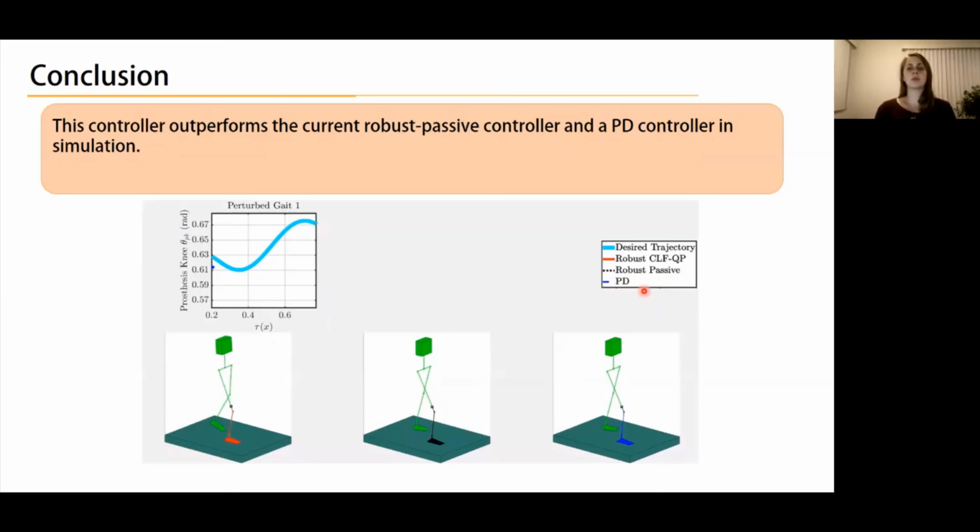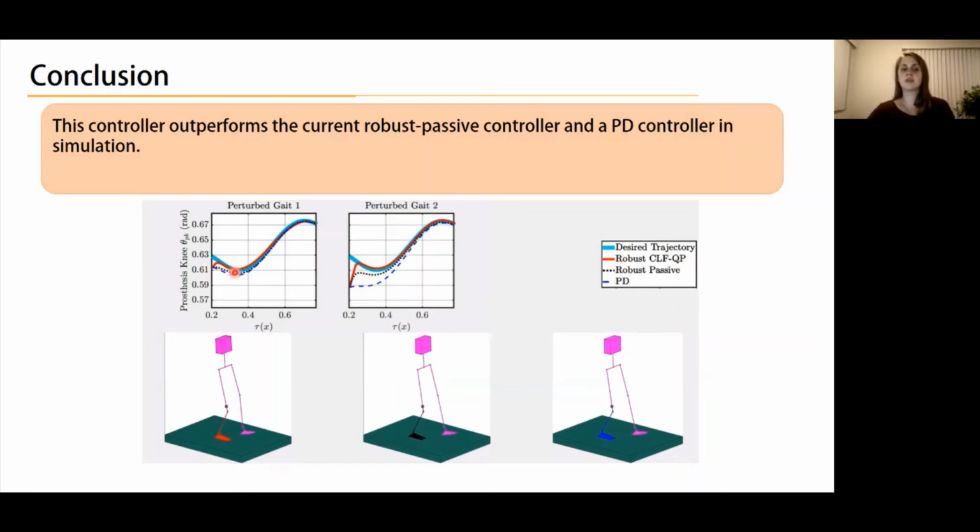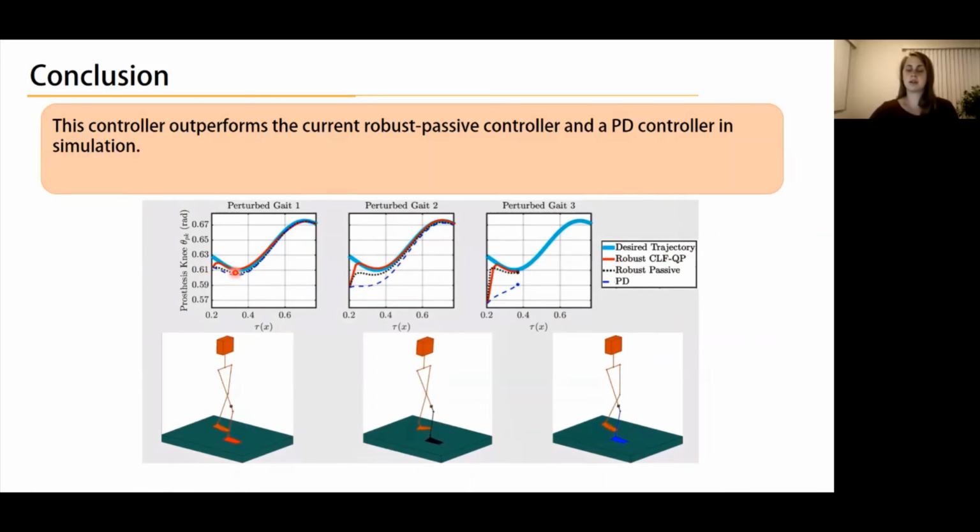The robust passive controller used in the experiments had some model dependence, but it did not account for the interaction forces. And so in this simulation study, we had the human follow different gaits that were different from the nominal gait. So the prosthesis was receiving a force different than what it expected. But because our robust CLF-QP accounts for a whole range of forces, it was still able to achieve stability with this. We started the prosthesis at a perturbed initial condition, but the robust CLF-QP still converged quickly to the trajectory and converged more quickly than the other controllers.